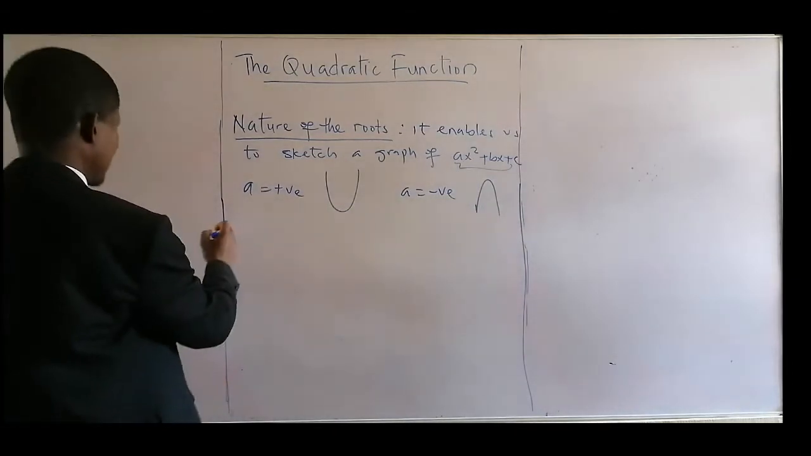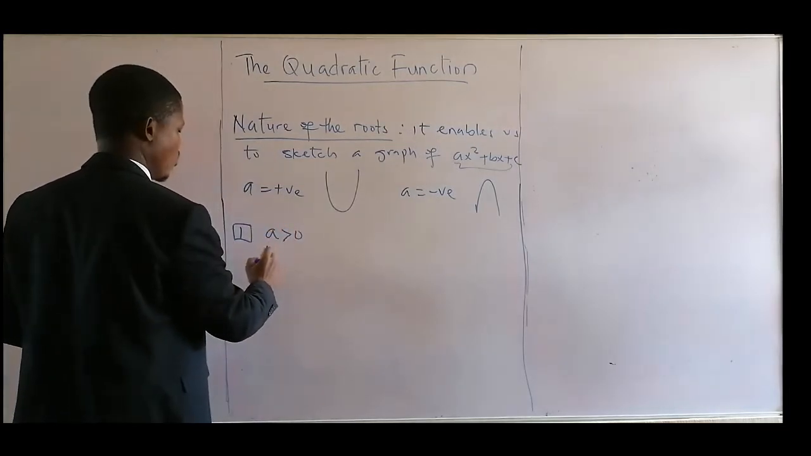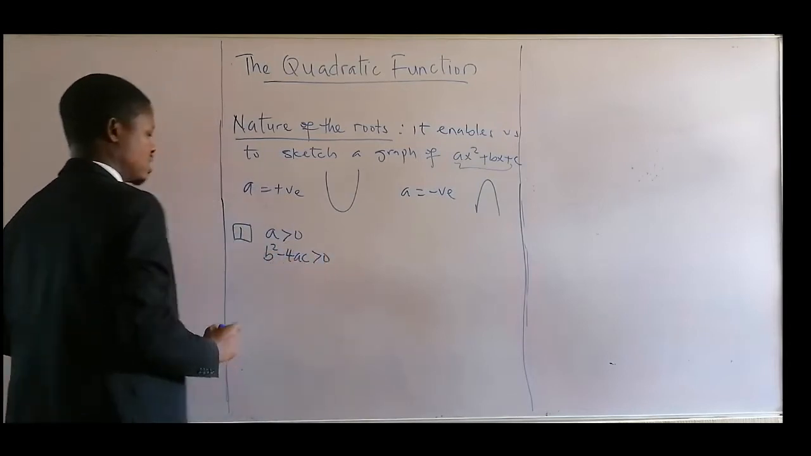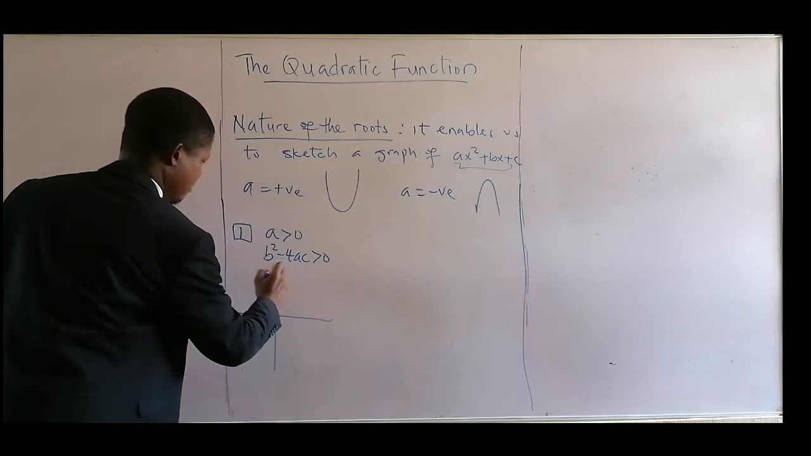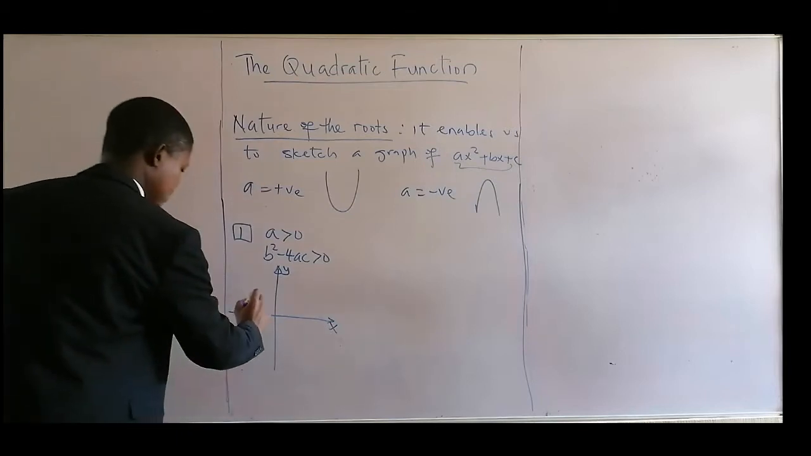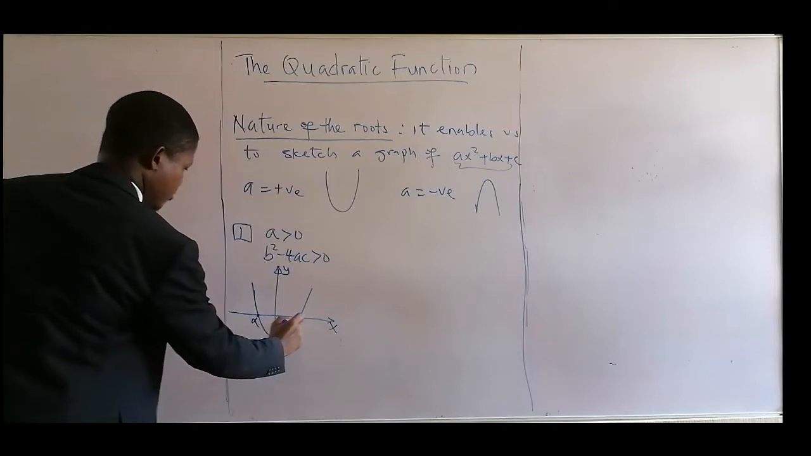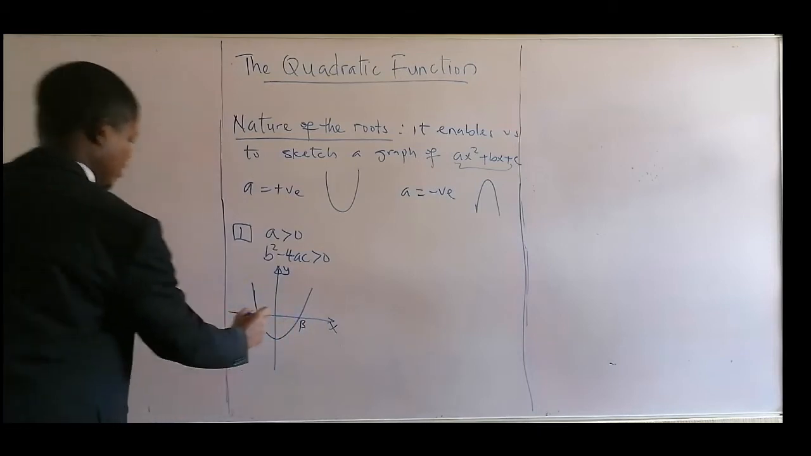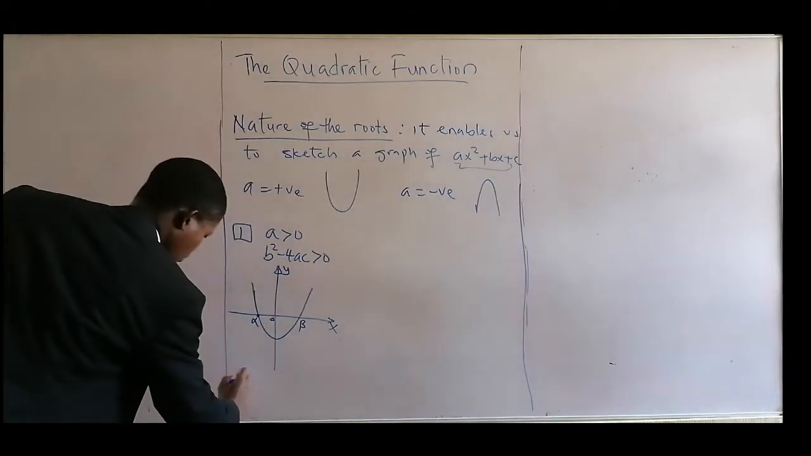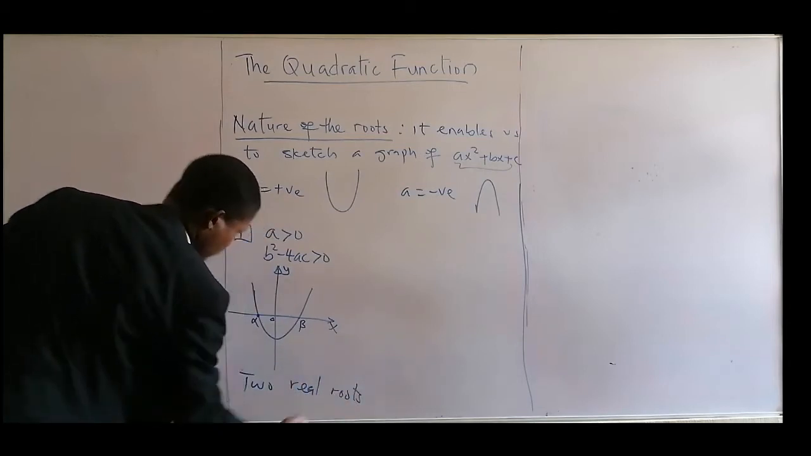Case number one: we want to look at when a is greater than 0, so it's positive, and your discriminant is greater than 0. So what happens there? We're going to have this format. This is your y, this is your x. You can call this point here alpha, this point here beta. This is your origin. So we have two real roots.